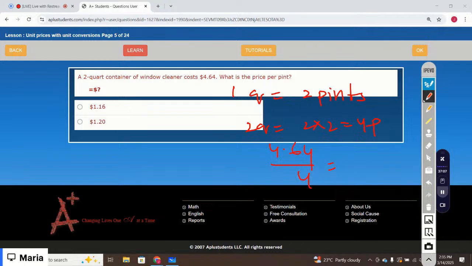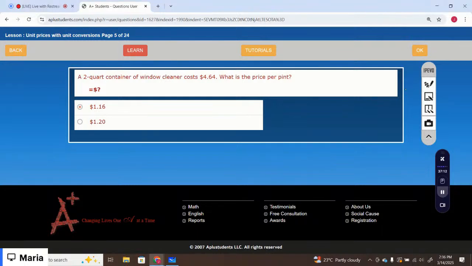The correct option is $1.16. Option number 1 is the correct option. That is $1.16.